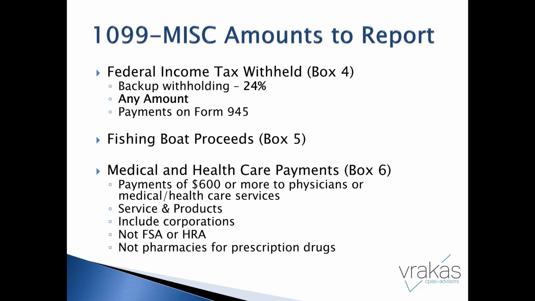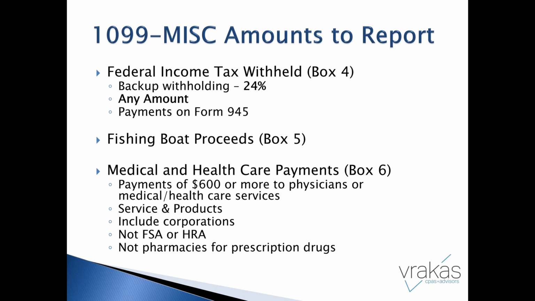Box 5 is the fishing boat proceeds. I have yet to have in my 25 years completed that box, so I don't know. Box 6, I have completed this one. Payments of medical and health payments. The one that I have seen for this is because people have paid for drug testing. And so you have an organization that you pay for drug testing, and we'll get through that.